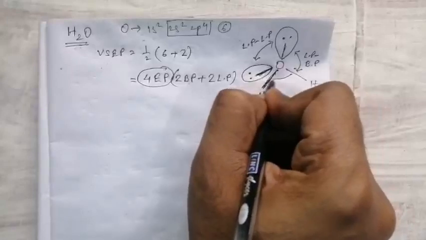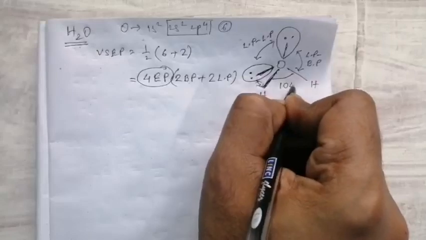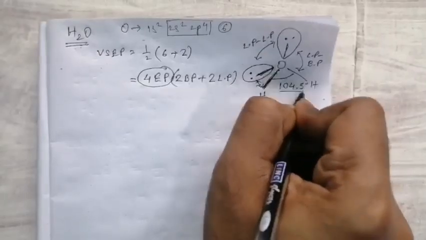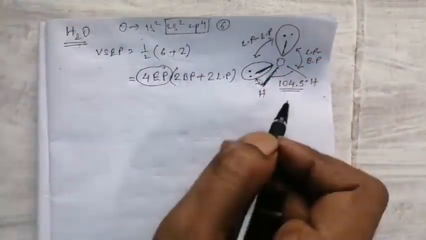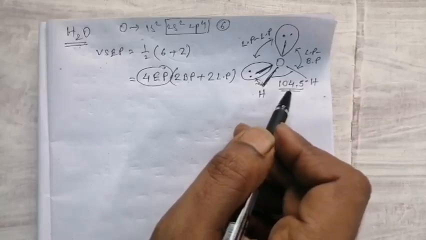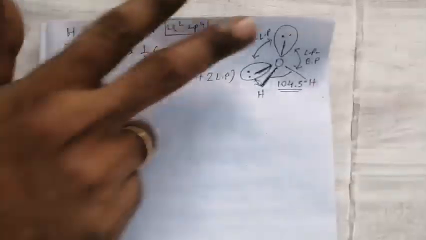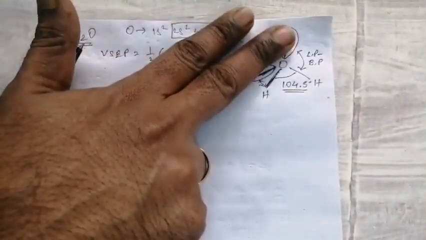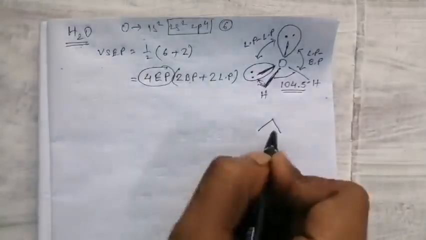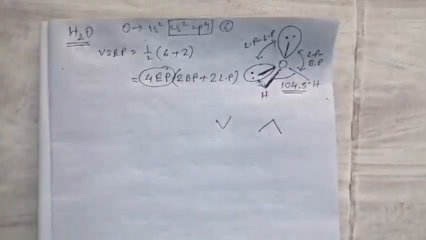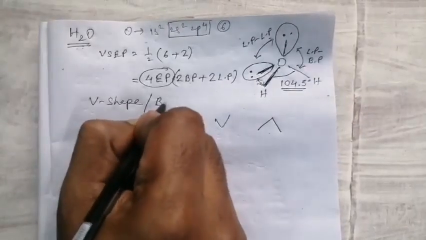And because of this repulsion, here also there will be repulsion, and because of this the bond angle becomes 104.5 degrees. That means because of all this repulsion, the bond angle becomes even smaller, so it becomes 104.5 degrees. And the shape of the molecule, now if you do not consider the lone pair, then the shape looks like a bent shape or V shape. This is this type of shape. If you rotate this, you will have this V shape. So we write V shape or bent shape.